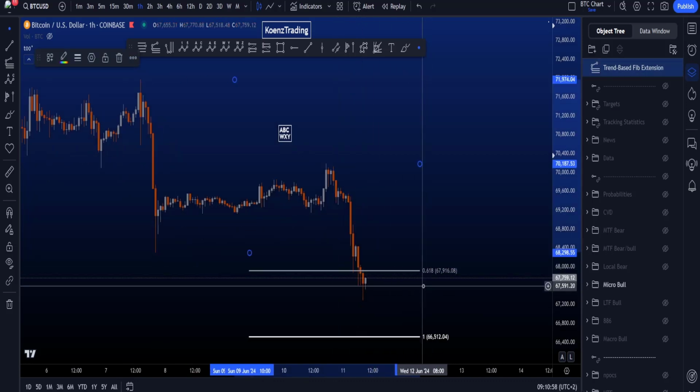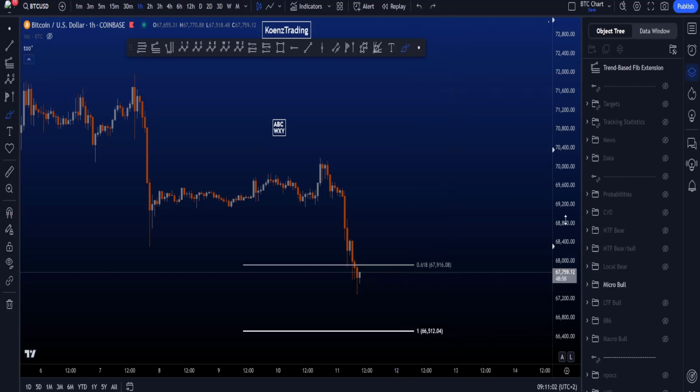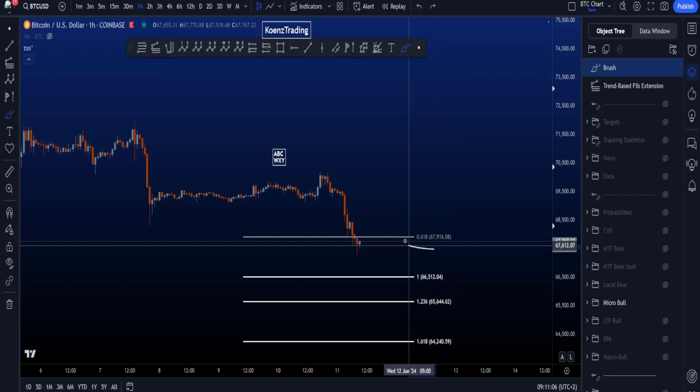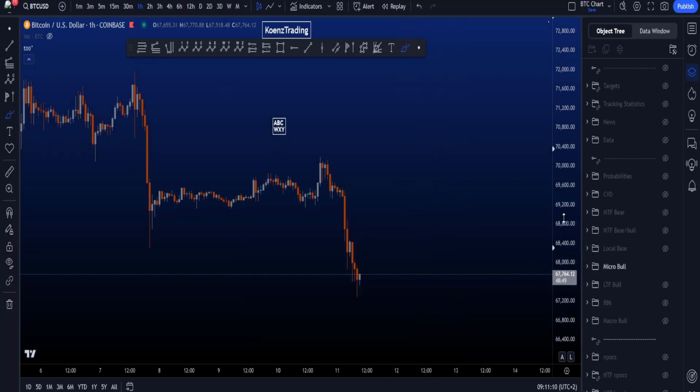Wave C so far only hit the 0.618 trend-based fib extension, while the common target for a wave C is between the 1 and the 1.236. The 0.618 is rare for a wave C and therefore unlikely.